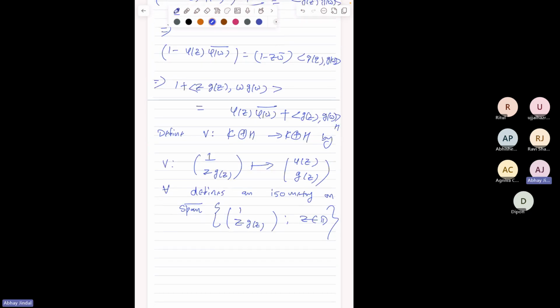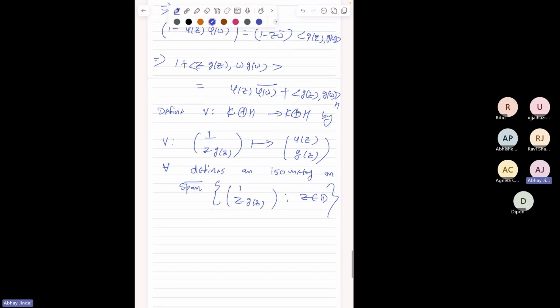We don't care how V is going to behave on the orthocomplement. All we care about is this subspace of C direct sum H. Okay, now we write that the isometry has been defined. So we write V as A, B, C, D. It is important that it is clear how we are defining V.